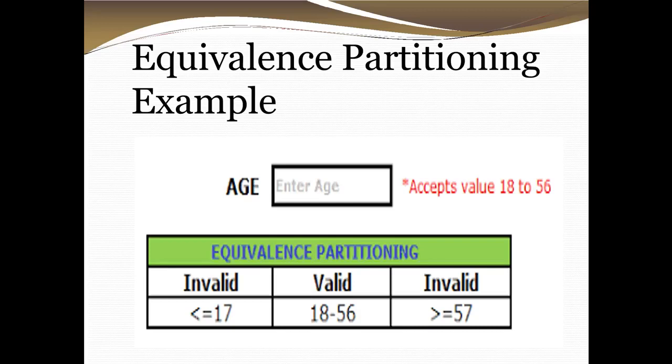Valid test cases are picked using any test data from the range of 18 to 56, which will help us test all the positive testing of the particular input. Invalid test cases are picked using any test data less than or equal to 17, or greater than or equal to 57, which will help us do the negative testing. By this we reduce the total number of test cases, and we ensure that coverage of all the possible scenarios is tested.